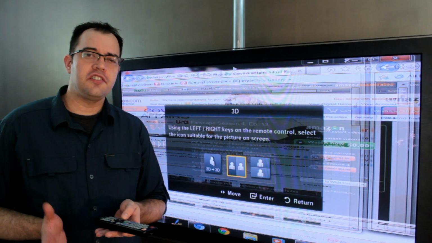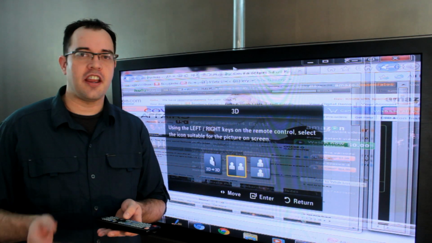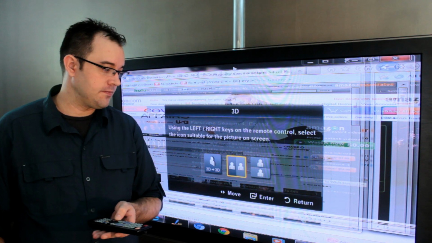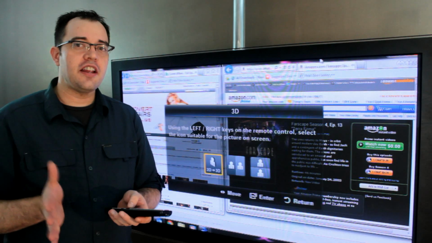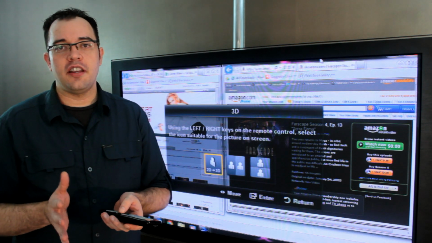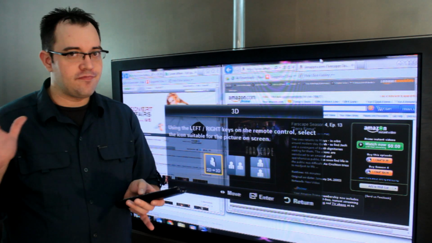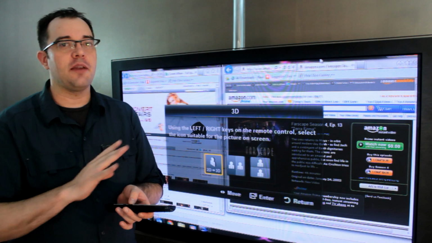3D TVs, 3D enabled TVs, and 3D ready TVs. The state of 3D in televisions right now is a mucked up mess. It's just weird. I have a 3D enabled projector.